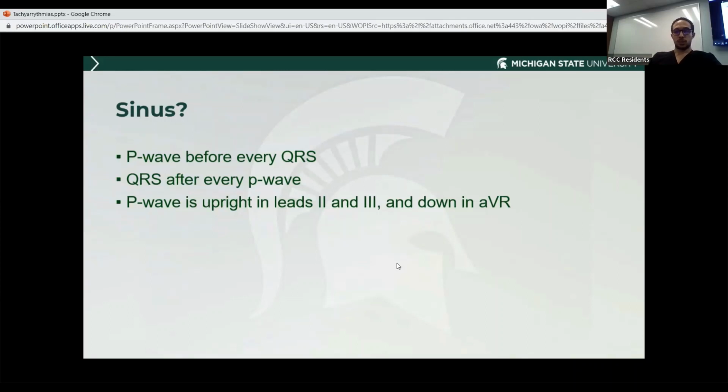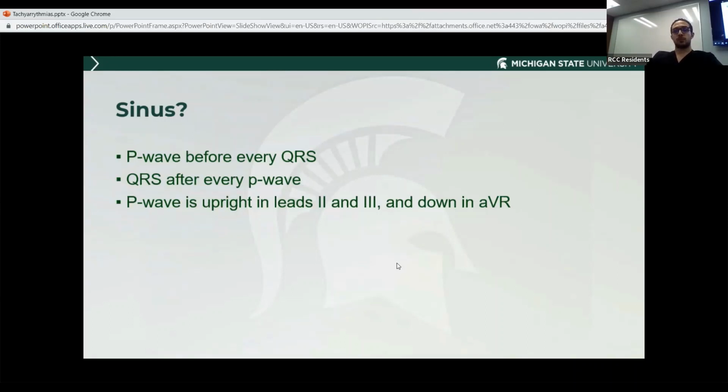And that's based on the anatomy of the SA node and the way it propagates the impulses down to the ventricles, and the way leads 2 and 3 are placed on the patient's body, and the way AVR is on the opposite side. So the way the impulse propagates from the SA node downwards, it goes towards 2 and 3. So no matter what rhythm the patient is currently in, if the impulse is from the SA node, it should be positive in leads 2 and 3, and negative in lead AVR.